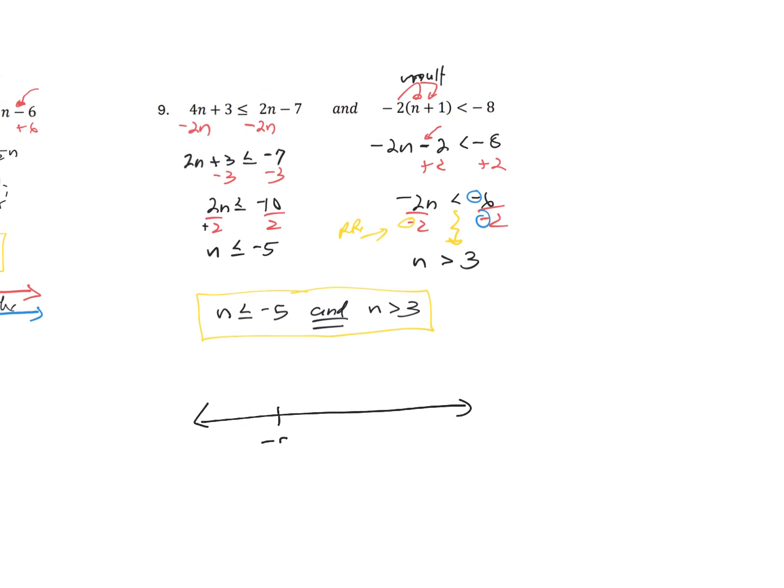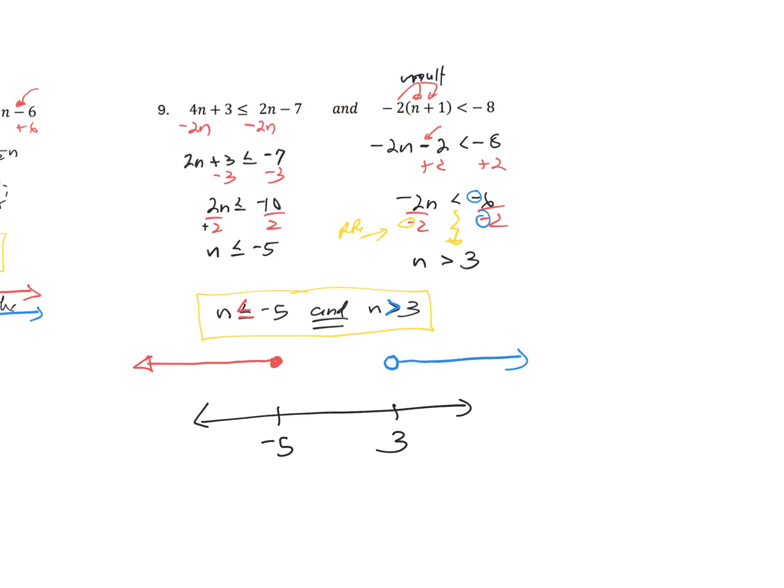Isn't negative 5 smaller than 3? And we want all the numbers that are less than or equal to negative 5. So it should be a solid circle above negative 5, and all the numbers less than negative 5 forever and ever and ever. And then we want all the numbers that are greater than 3. So it should be above the number 3. Oops, that should be an open circle, right? Because there's no equal to symbol. So that should be an open circle. And then all the way to the right.